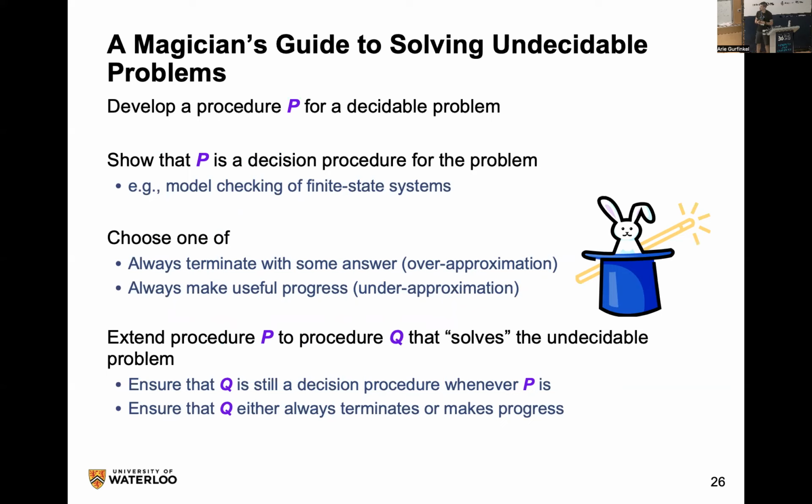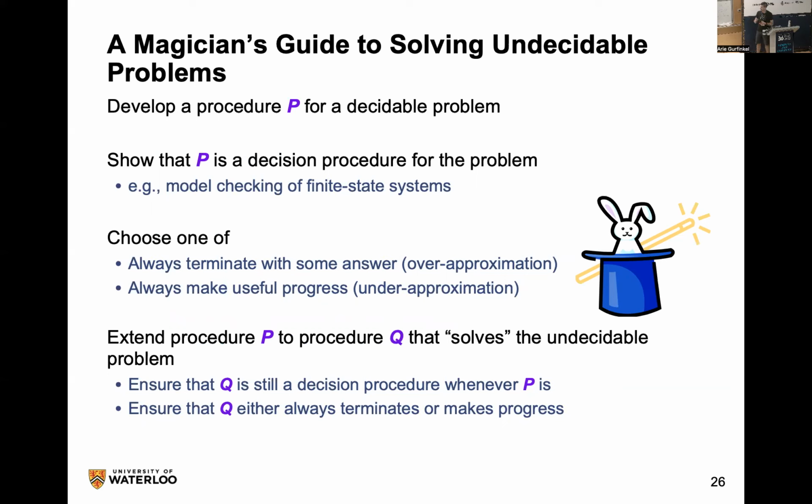We're going to start with some decision procedure P for some decidable version of our problem. Once we do this, we have to pick one or the other. We have to give up something. We can require that we always terminate with some answer. That's an over-approximation. This is what's often done in abstract interpretation.